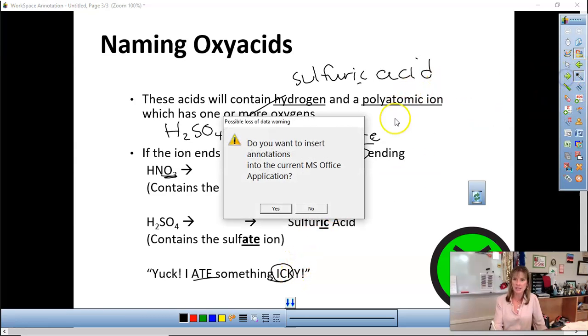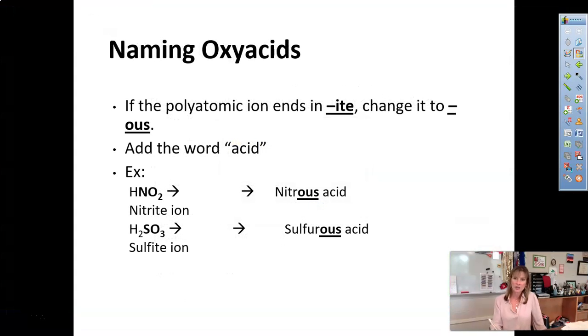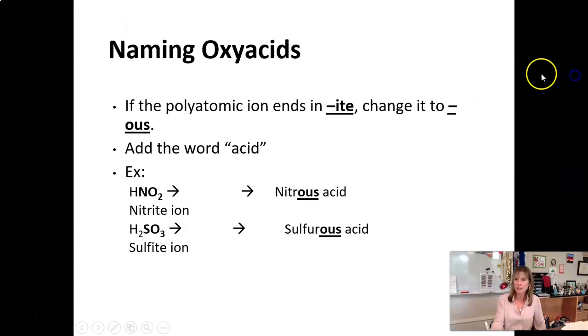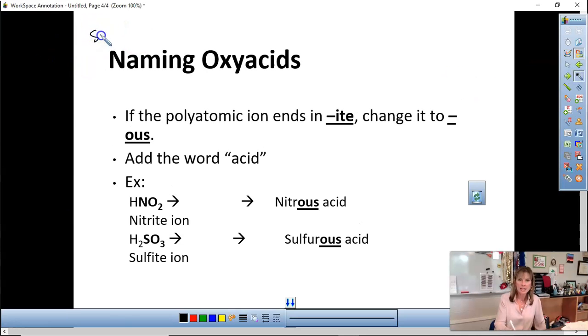Let's go to the next kind. If the polyatomic ion ends in ITE, you change the ending to OUS. And here's what you're going to remember for that: snake bite is venomous.